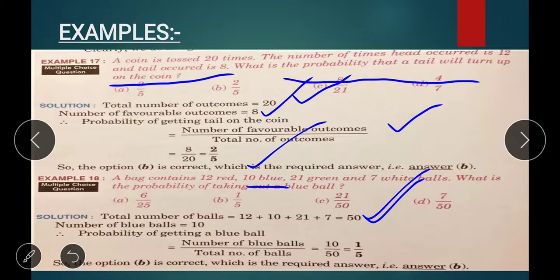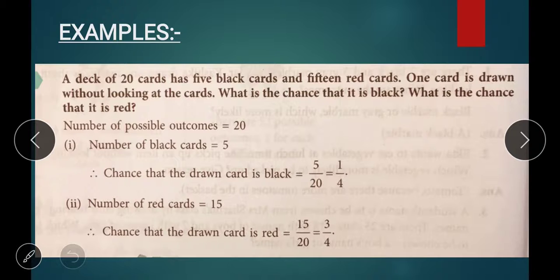Probability of getting a blue ball is equal to the number of blue balls divided by the number of balls. So that is equal to 10 by 50, which is equal to 1 by 5. So answer B is the correct answer. Is it clear? Then one more example.